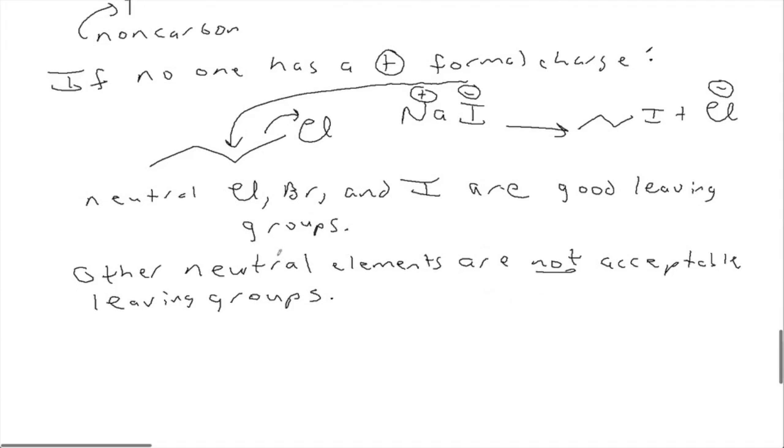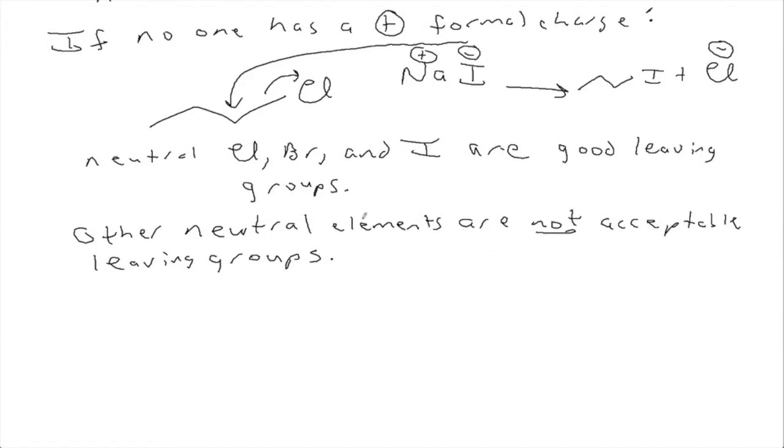All right, in any case, we also just want to memorize that these are good leaving groups. So now we have a good way to determine leaving groups. First, look for positive formal charges, and then look for halogens. There are a few other ways that neutral elements can be acceptable leaving groups, but we'll have to come back to those later. Okay.